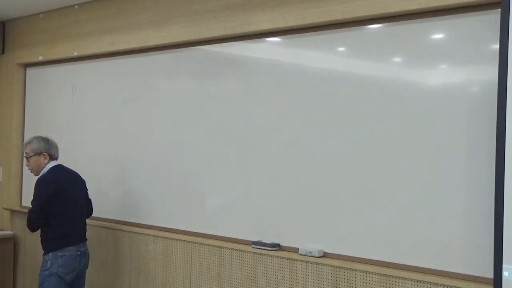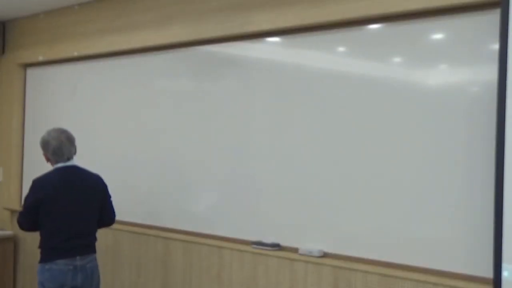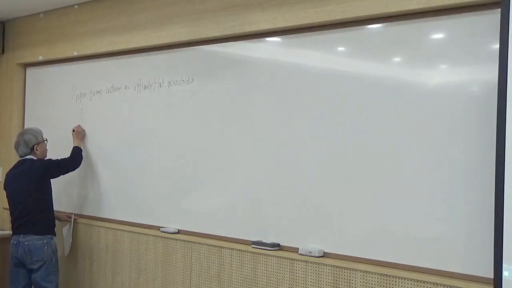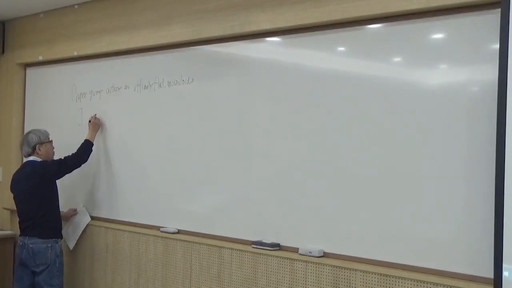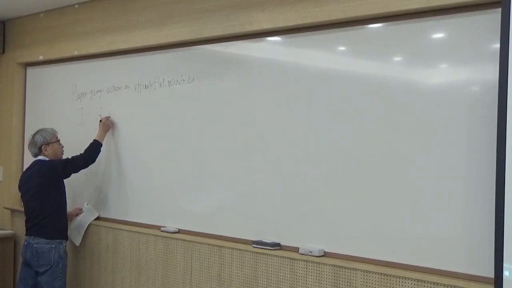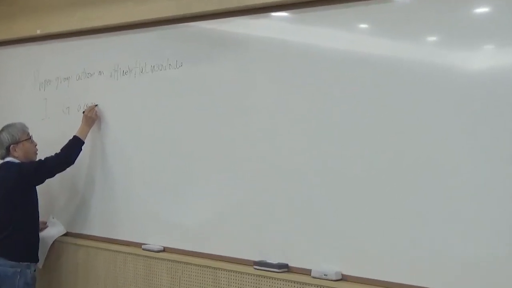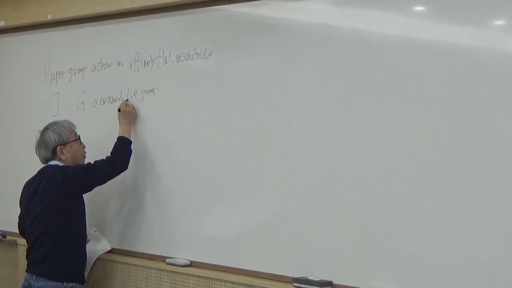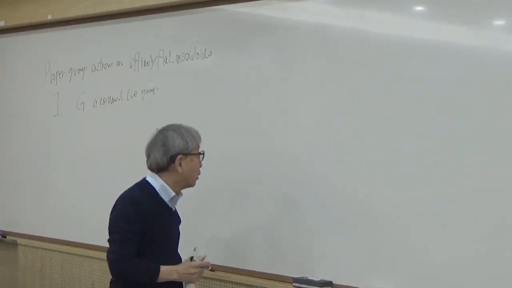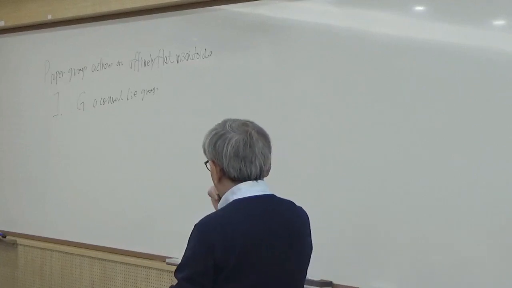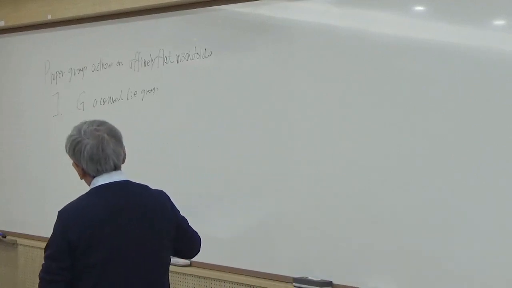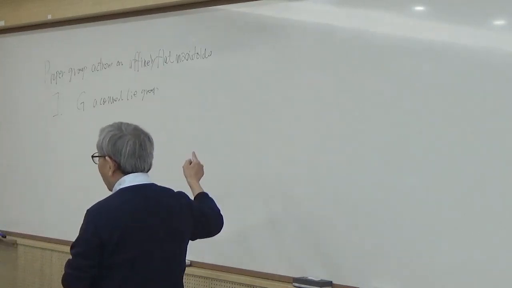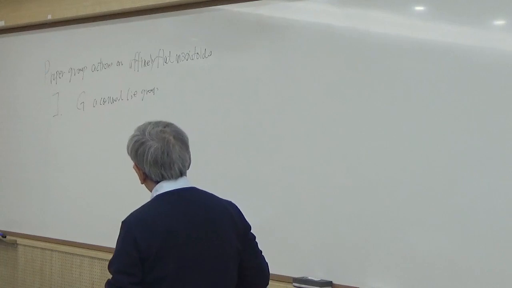So the title is proper group actions on affine flat. Suppose G is a connected Lie group. So it is a smooth manifold and also a group. And the product G times G to G, (g, h) goes to gh, is smooth. Anyway, this is a group.